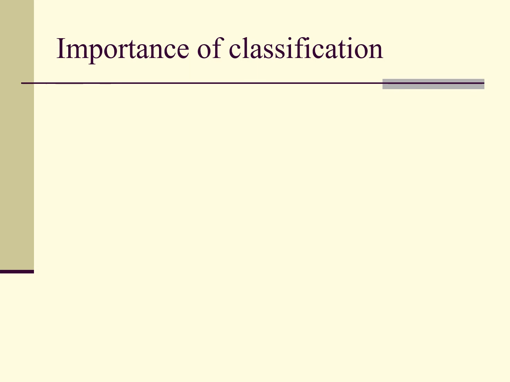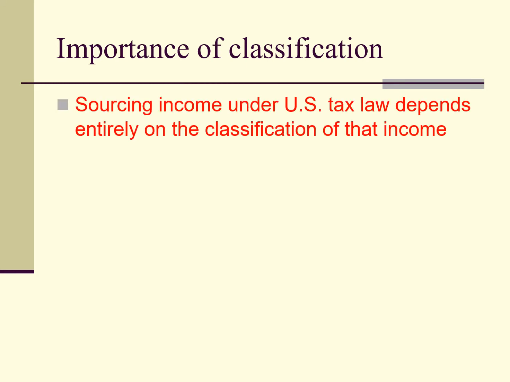Let's look at the relationship of the income classification rules, which we've already studied, to the rules for sourcing income. The rules for determining the source of income under U.S. tax law depend entirely on the classification of income.